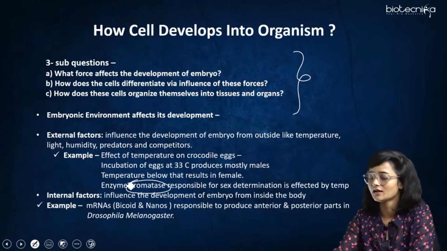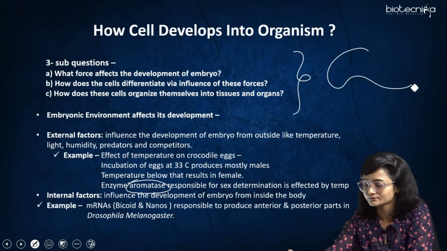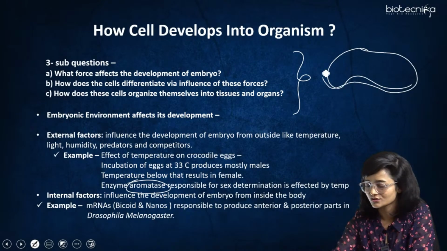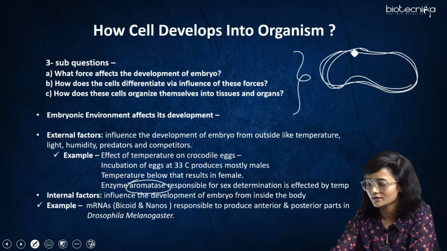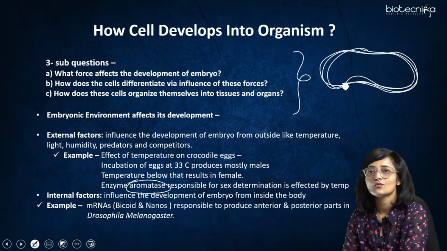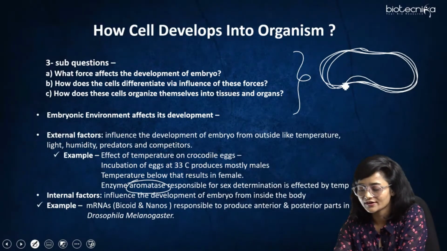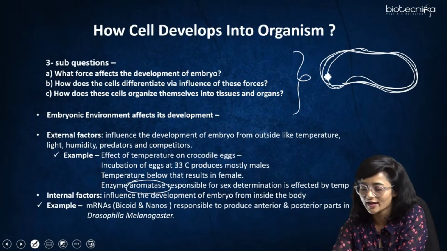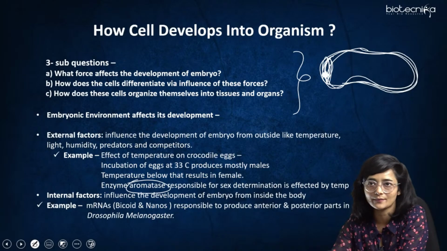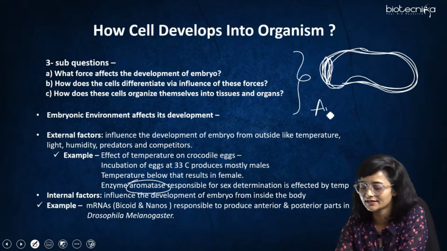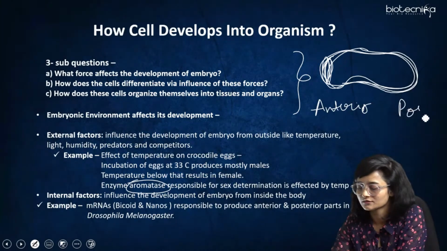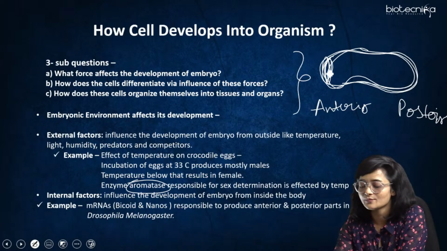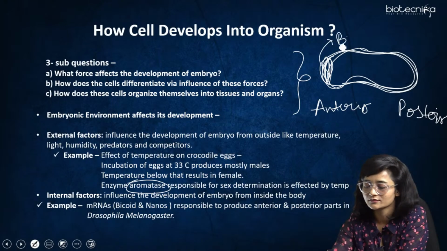So what happens in Drosophila? This is the structure of the egg of the Drosophila. So what happens is the gradient forms. This bicoid mRNA is present at this particular part, right? It is present in the anterior part, and this is the posterior part. So in the anterior part, this bicoid mRNA is present.